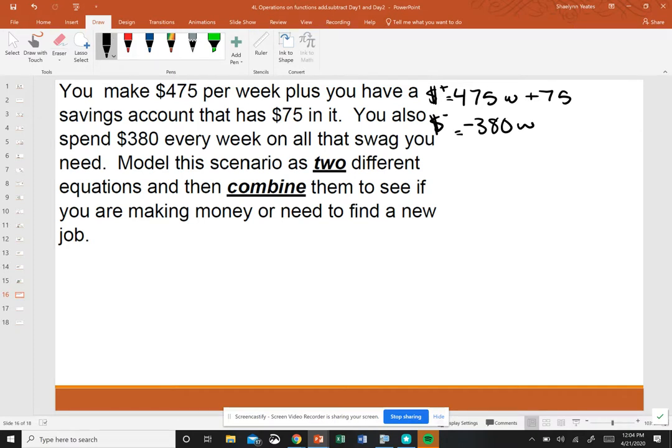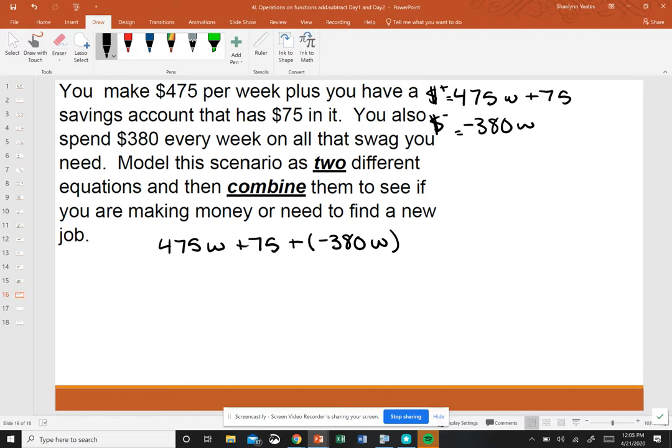Equals that, equals that. And we're going to combine them to see if we are making enough money or we need to find a new job. So right here, we're going to have our $475 per week plus our $75 in our savings. And then we're going to add that to our negative $380 that we're spending per week.